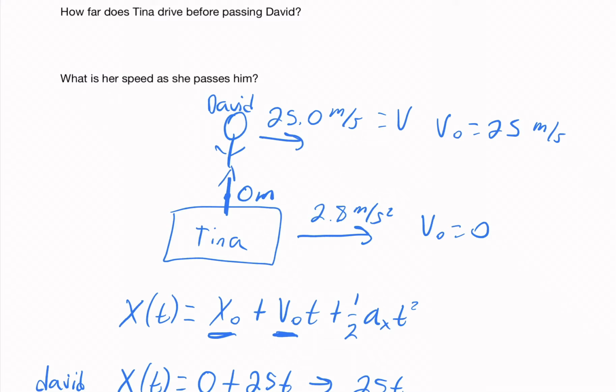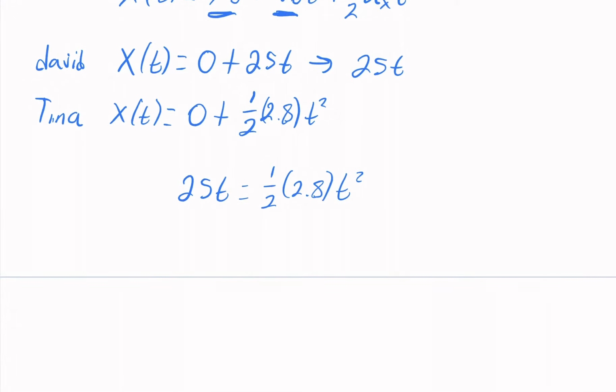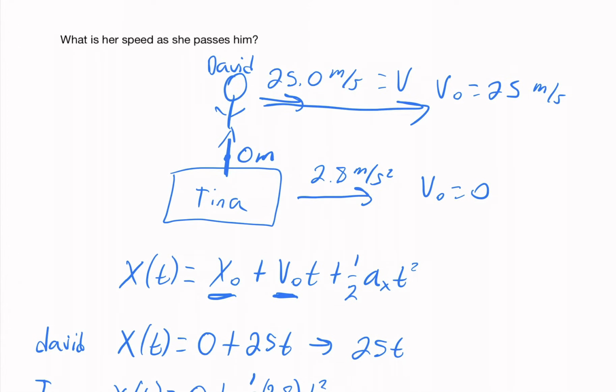The first question is asking, how far does Tina drive before passing David? So they're going to meet again. David's going to shoot off, and then Tina's going to come behind, but eventually she's going to pass. So we need to figure out when they're equal. So I'm going to set 25t equal to 1/2 times 2.8 t squared. From here, I'm going to divide by t, multiply by 2 to both sides, so I get 50 is equal to 2.8 t, and I get that t is equal to 50 divided by 2.8. This is the time it takes for them to meet again.